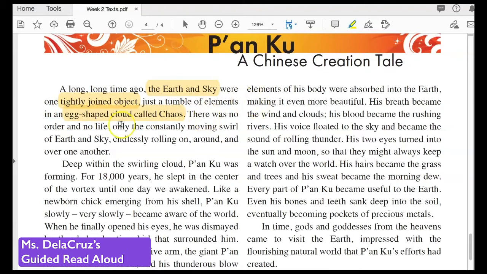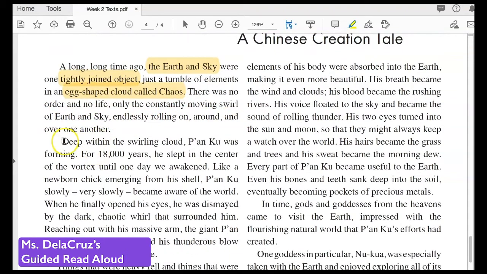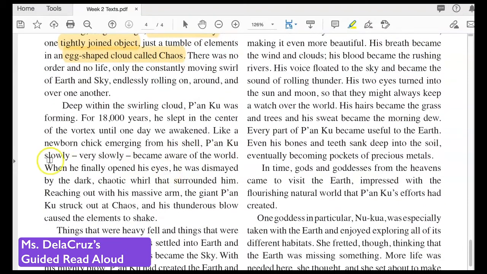There was no order and no life, only the constantly moving swirl of earth and sky, endlessly rolling on around and over one another. Deep within the swirling cloud, Panku was forming. For 18,000 years he slept in the center of the vortex until one day he awakened. Like a newborn chick emerging from his shell, Panku slowly, very slowly, became aware of the world. When he finally opened his eyes, he was dismayed by the dark, chaotic world that surrounded him.